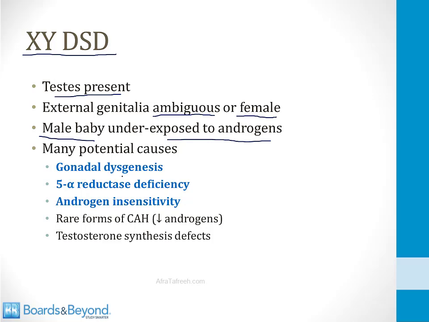But the three causes that you should definitely know for step one are gonadal dysgenesis, 5-alpha reductase deficiency, and androgen insensitivity. In addition, there are some other causes. There are rare forms of congenital adrenal hyperplasia, where male babies cannot make androgens, and there are rare defects in testosterone synthesis, but we'll focus on these three causes in the next few slides.